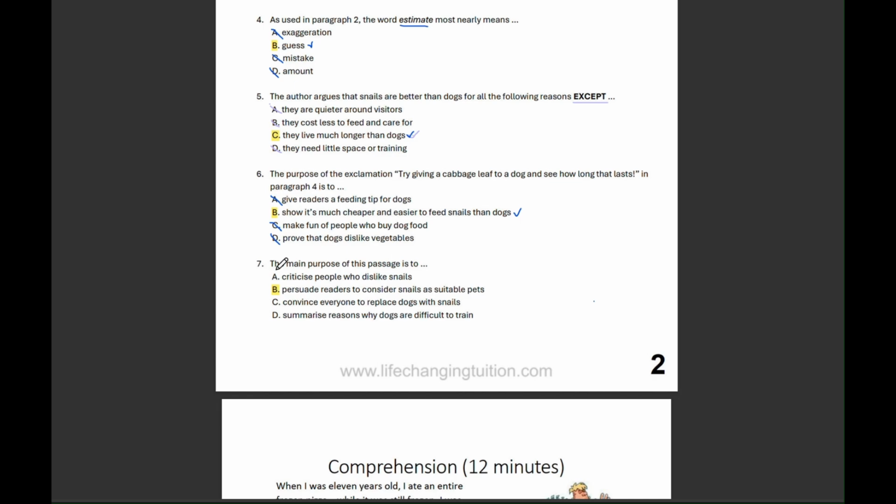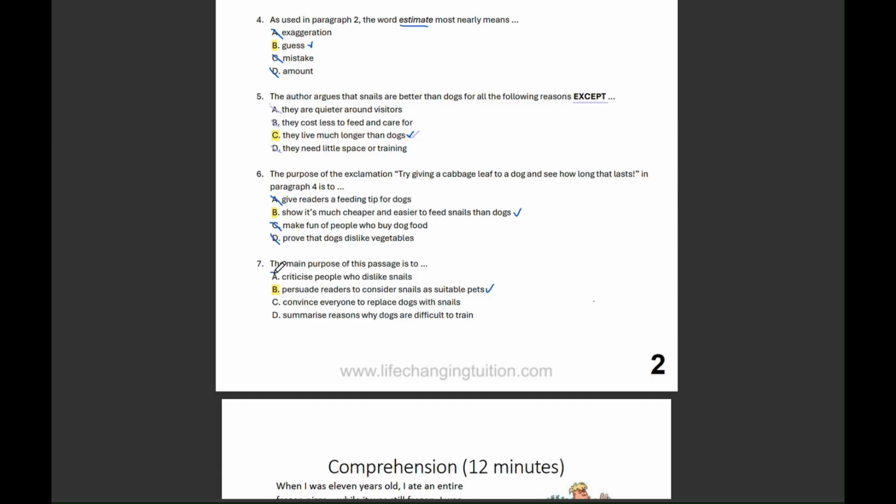All right, question 7. The main purpose of this passage is to A. Criticize people who dislike snails, B. Persuade readers to consider snails as suitable pets, C. Convince everyone to replace dogs with snails, or D. Summarize reasons why dogs are difficult to train. The correct answer is B. Persuade readers to consider snails as suitable pets.